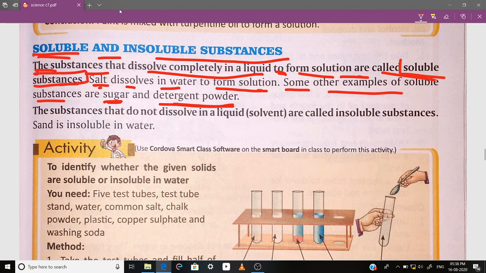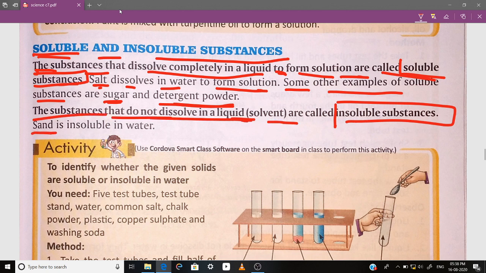On the other hand, what are insoluble substances? Substances that do not dissolve in a liquid. For example, sand. Sand does not dissolve in water, so sand is an insoluble substance.